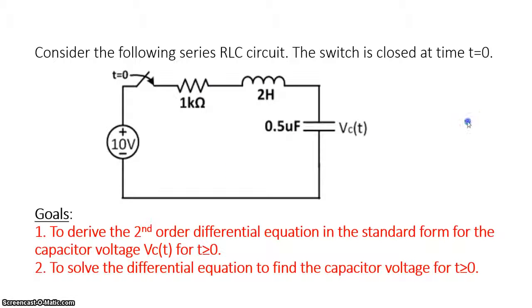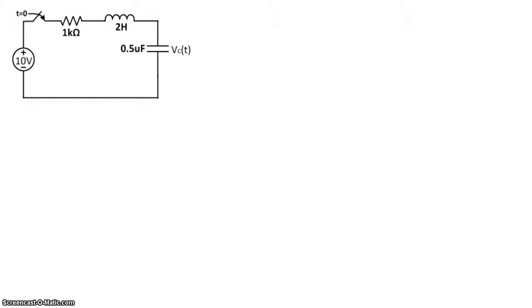So let's get started. So here's our circuit. At time t equals 0, the switch is closed. A 10 volt source powers a 1 kilo ohm resistor, 2 Henry inductor, and a 0.5 microfarad capacitor. So on this circuit, by applying Kirchhoff's voltage law around this loop, we can say that the voltage source 10 volt is equal to the voltage dropped between the resistor, the inductor, and the capacitor.